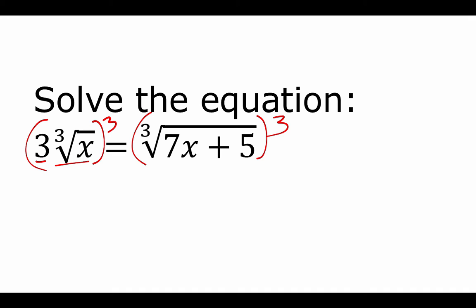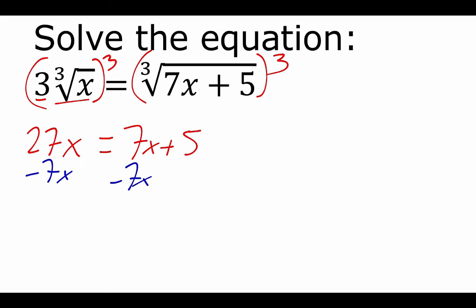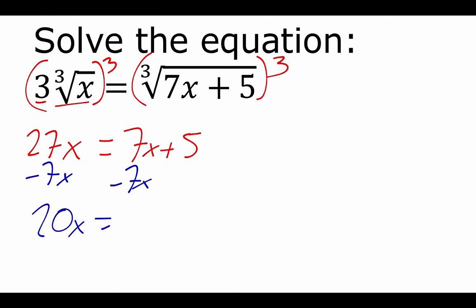So we're going to have to do 3 cubed, which is 27. And then the third root of x to the third power is just x. On the right side, the third root of that whole thing is just 7x plus 5. So this ends up being actually kind of nice right off the bat. To solve for x, we're going to subtract 7x from both sides. And we got 20x equals 5.